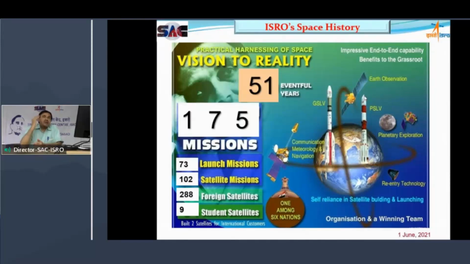So till now we have completed 175 missions in 51 eventful years, and these launchers, PSLV, GSLV, and various types of satellites, whether geostationary satellites or remote sensing, polar orbiting satellites, are all the workhorses of ISRO's space program. And our satellite communication and navigation will also be utilizing these launchers for launching the satellites and then working out the applications. So I will come to all this in detail.